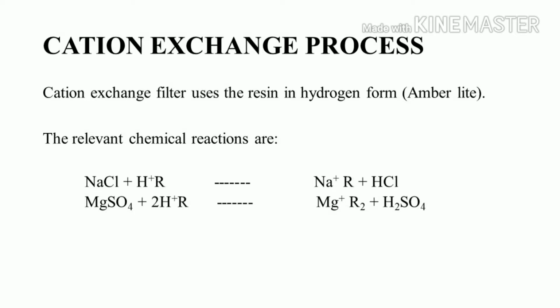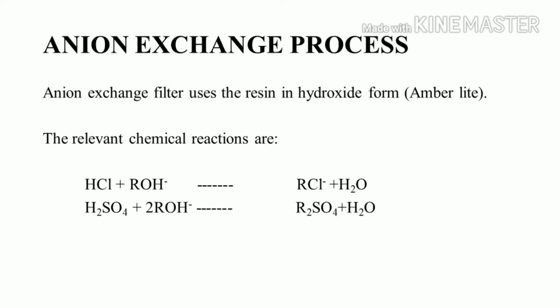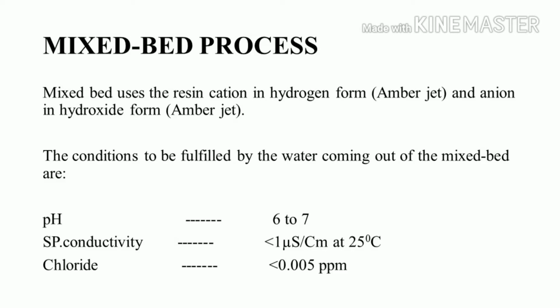Similarly, MgSO4 plus 2HR gives MgR2 plus H2SO4. And next to see about the anion exchange process. The anion exchange filter uses the resin in the hydroxide form, whereas the cation uses the hydrogen form. The relevant chemical reactions are HCl plus ROH gives RCl plus H2O. And similarly, H2SO4 plus 2ROH gives R2SO4.